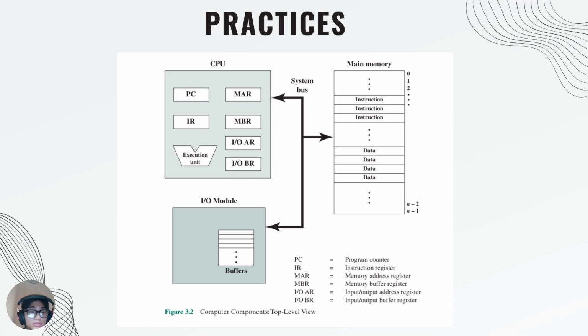That's just some of the theory, and you can see that the CPU also has some registers that I presented in the previous slide: PC, MAR, MBR, IR, the execution unit, IOAR, and IOBR. There is a system bus, on the right-hand side is the main memory, and below here is the I/O module, and it has some explanations here.